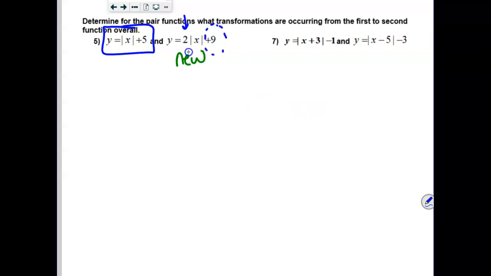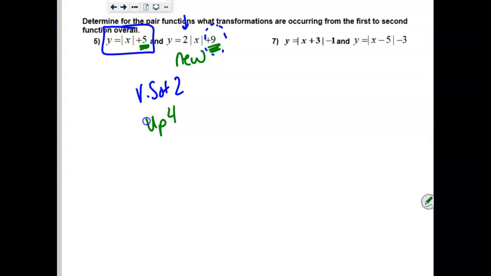So talk to me about this 2. What does that mean to you? Yeah, a vertical stretch of 2. Love it. And then originally we were already up 5, and now we're up 9. So what actually happened to this graph? Yeah, up 4 more. And this is where you can have a great debate about which order. Does it matter? It does matter. I don't want you guys to hem and haw over this one, though, about order and who does what first and second. Because technically what we just wrote down is not in the right order, and it's not even correct if we do the right order. So don't worry about order on this section of the worksheet.